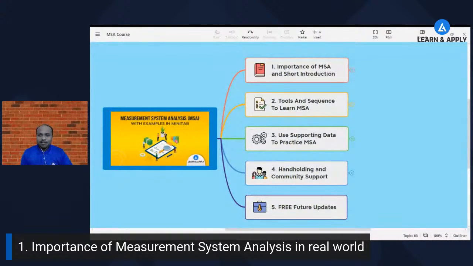Now, why is it important? Because whatever data we are going to collect, whether that data is accurate or not, and based on that, whatever actions we are going to take, whether those actions are effective or not, for that purpose, our measurement system must be capable.